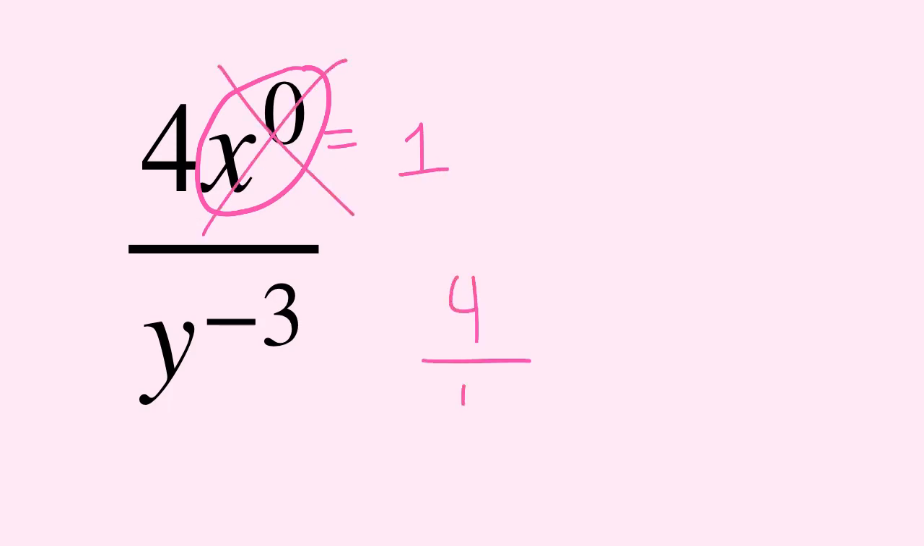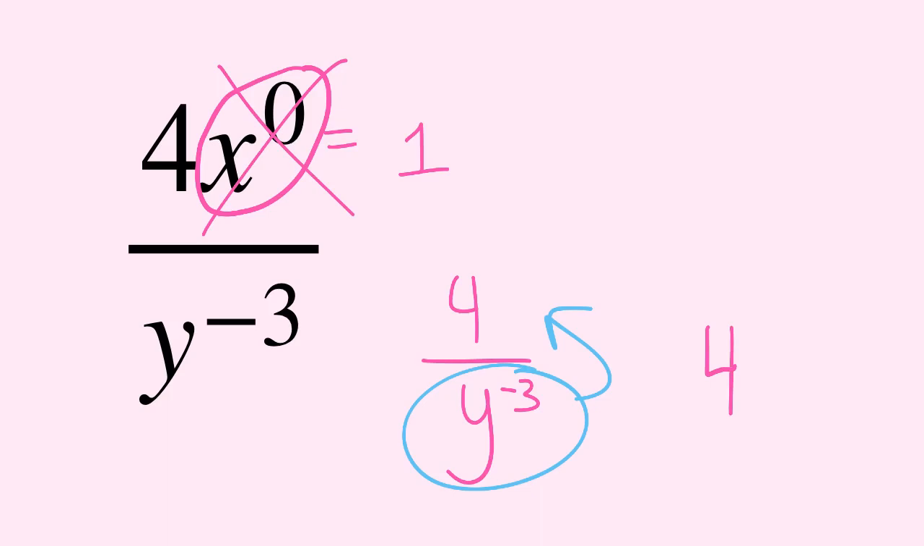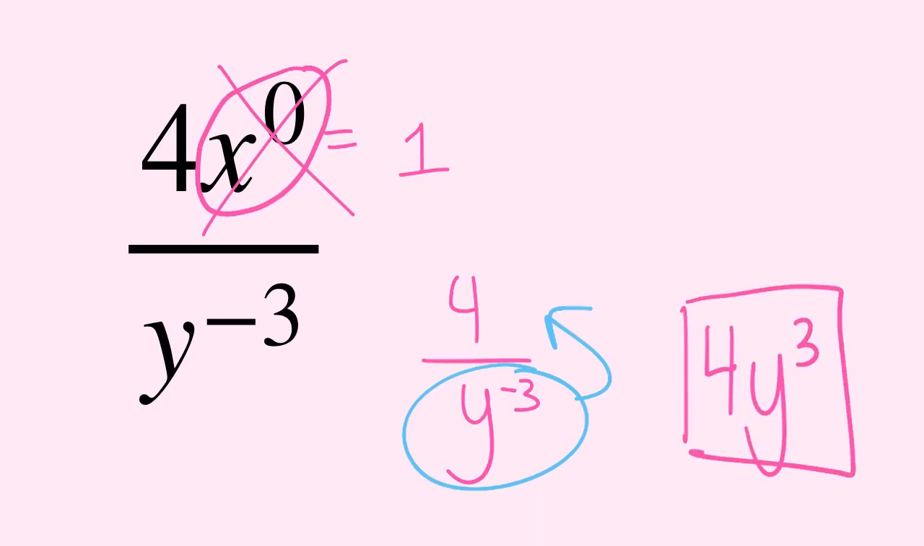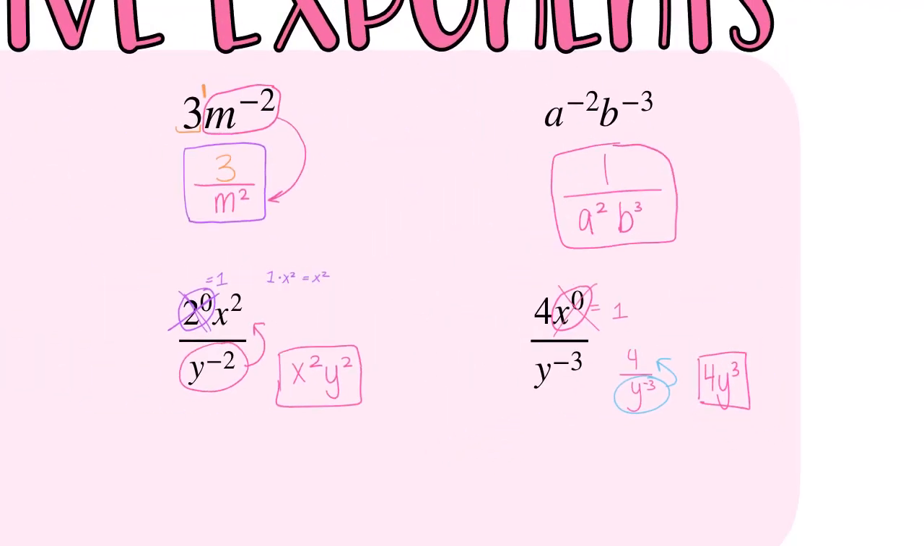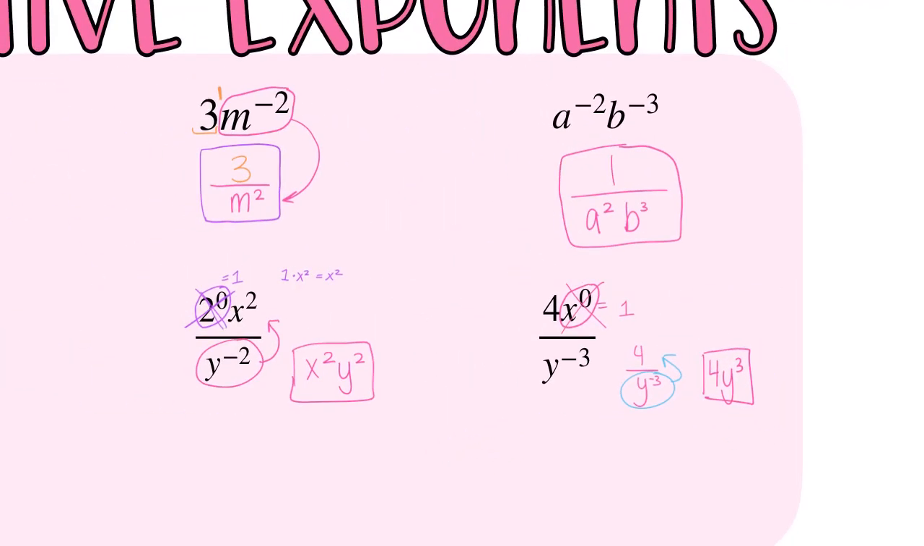All right, and over here we've got another 0, so this equals 1, which means I don't really need to write it. So I really only have 4 over y to the negative third, and then this negative exponent has to move to the top. So that's going to turn into 4 times y to the positive third. All right, we've got a few more examples left.